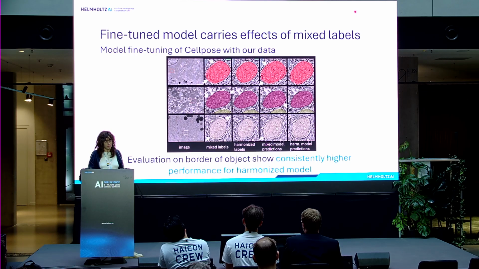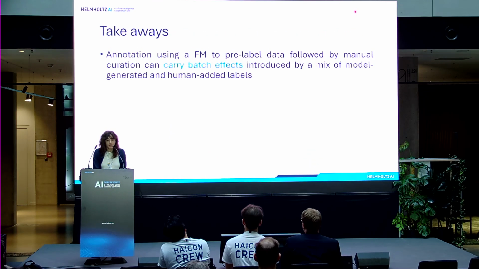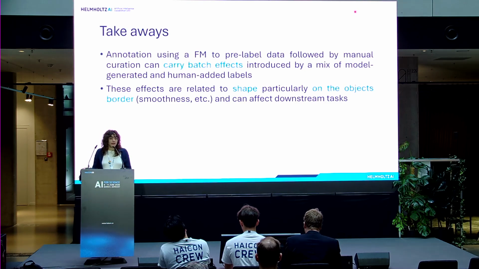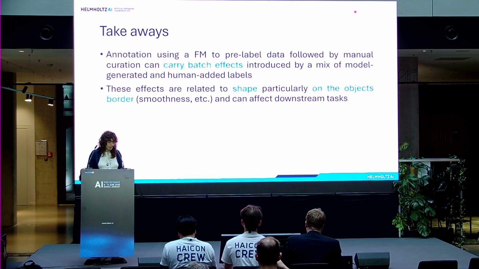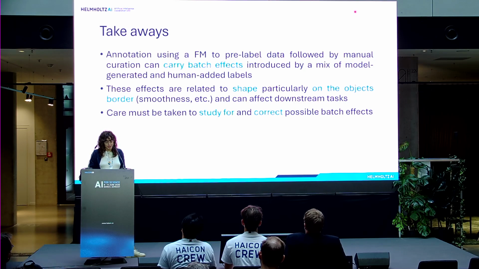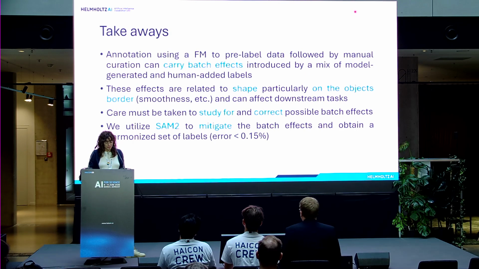To summarize, what we want to point out here is that annotating using a foundation model to pre-label our data, followed by a manual curation, can carry batch effects, which are introduced by mixing model-generated and human-added labels. In our case, these effects, as we saw, were particularly related to shape-related features, particularly on the objects of the border, and affected downstream tasks. So we just want to advocate that care must be taken to study for and correct for any possible batch effects when you're using mixed label data.